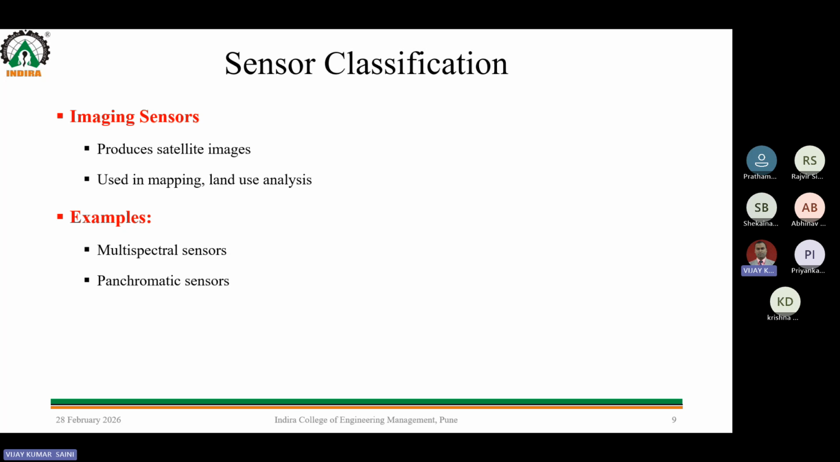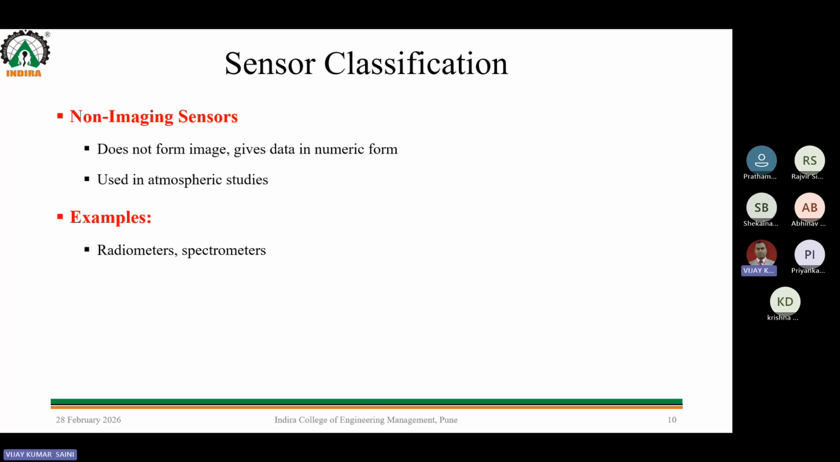Talking about the examples, in the imaging sensors you will have multi-spectral sensors and panchromatic sensors, right? And when we say the non-imaging sensors, as the name suggests, they don't form any images, but give you the data in a numeric form. When we say numeric form, it is basically numbers, right? They don't give you images directly. So this data that will be available to us is used in atmospheric studies. You will understand this data and analyze it.